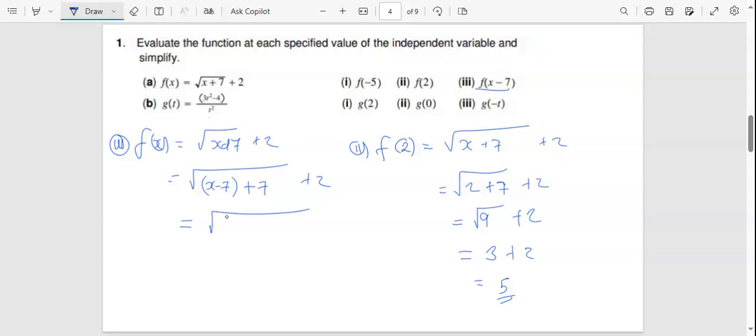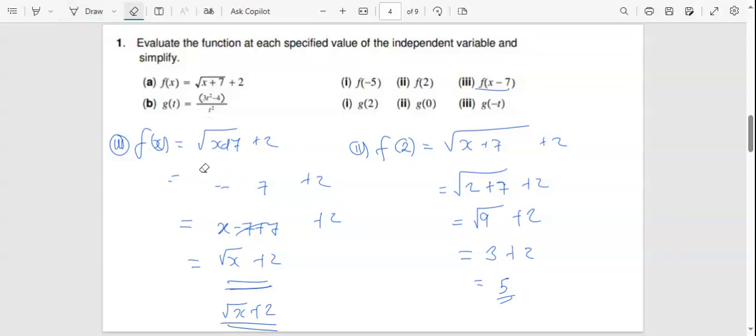Then inside there, that will be x minus 7 plus 7, plus 2 outside there. So this will cancel, and that will be just root x plus 2. Can we go anywhere? No. So the answer will be just root x plus 2. Then you are done there. So we are done with the first one. You can pause if you are not clear, so pause the video and also solve those things.